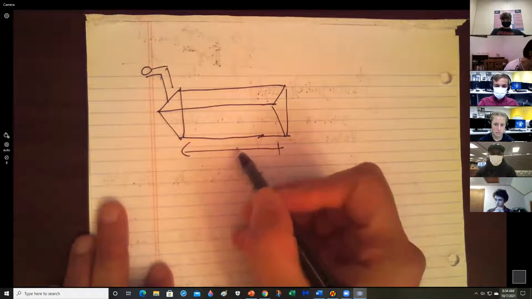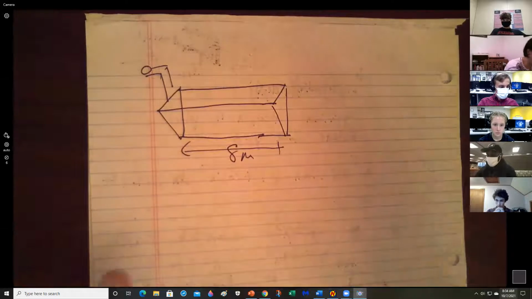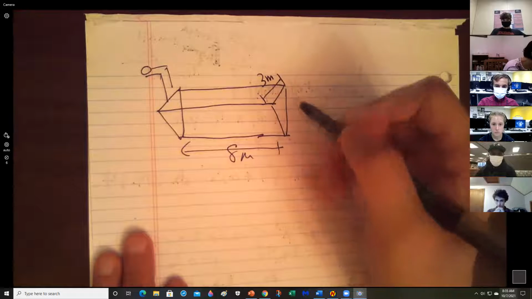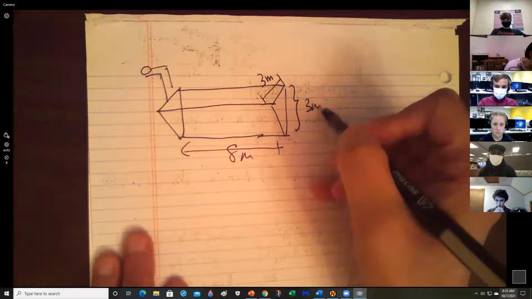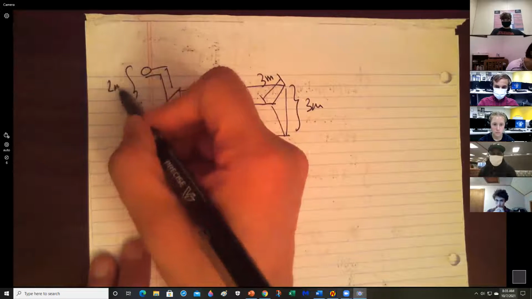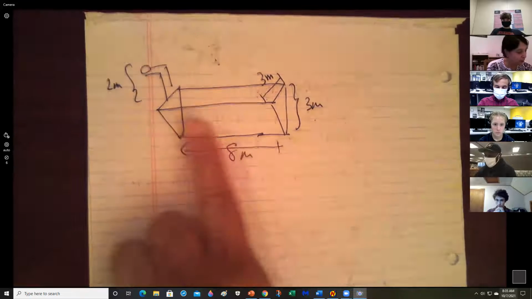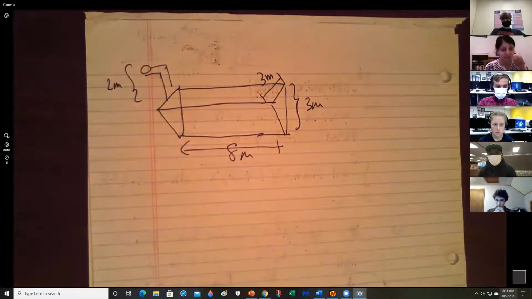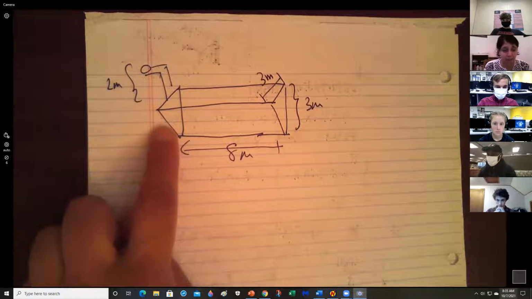Let's say this is 8. I'll use the problem from, I think, one of your homework problems. Let's say this width is 3 meters. And let's see, this height is 3 meters. And the spout is 2 meters up. Let's say it's a full tank of water. How much work will it be to pump water from here out to the spout? Will it be constant force for the work done, or will it be variable force?